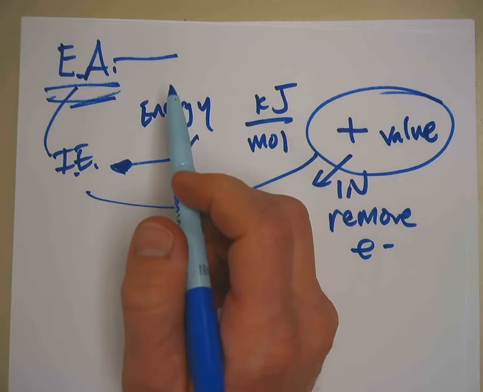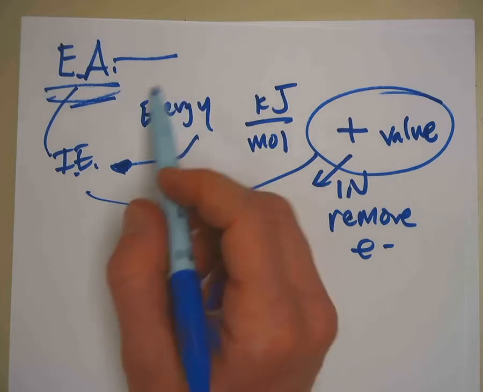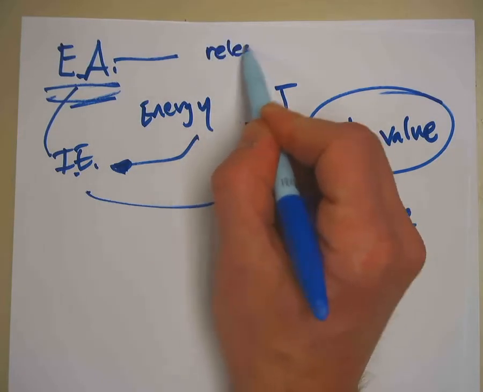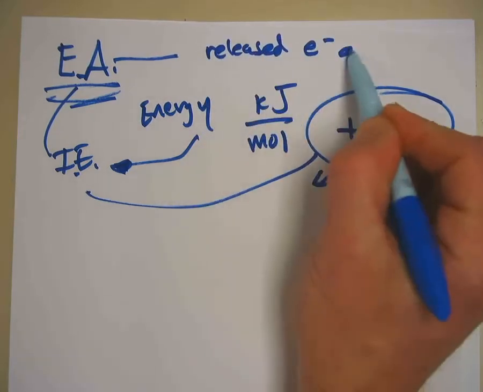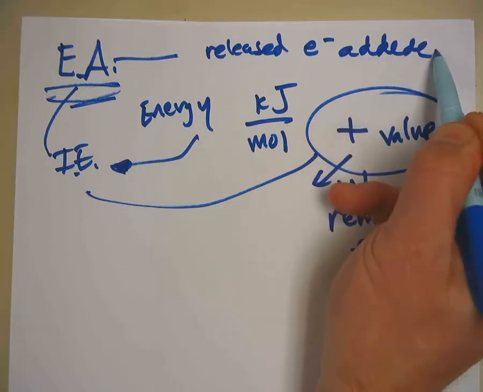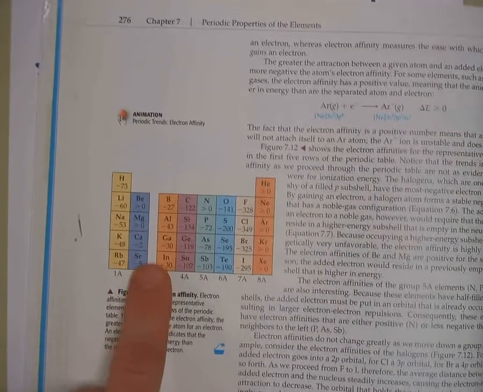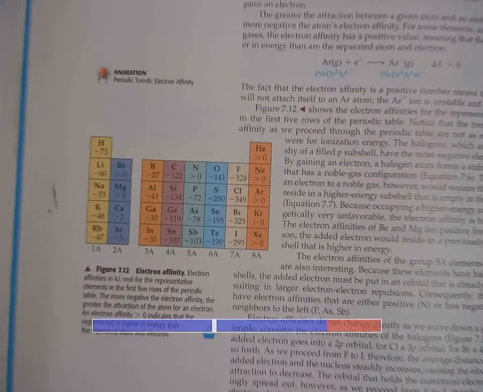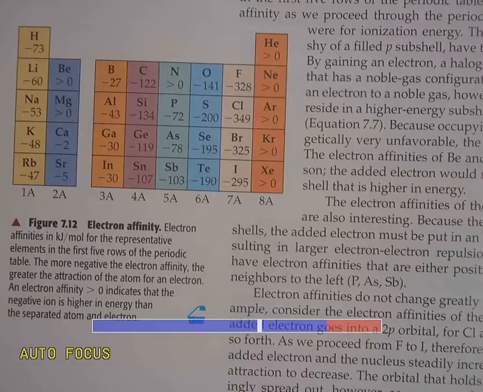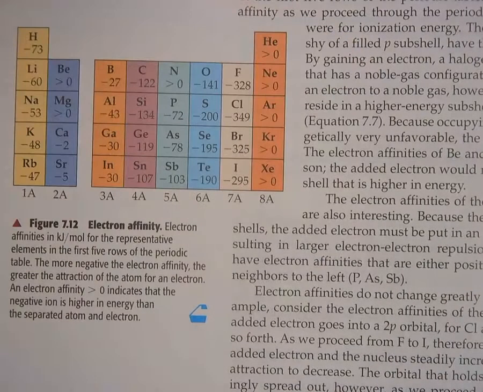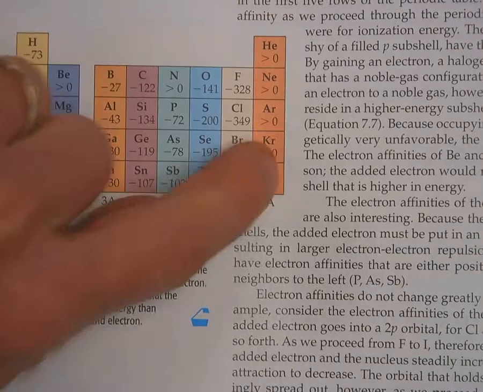Electron affinity, on the other hand, is a little bit different. Electron affinity is usually the energy released when an electron is added or gained. You can see a general trend here. This is on page 276 of your text. In the general trend, and this one is not a very good trend at all, electron affinity becomes more negative, more exothermic, as you move to the right, until you hit the noble gases.